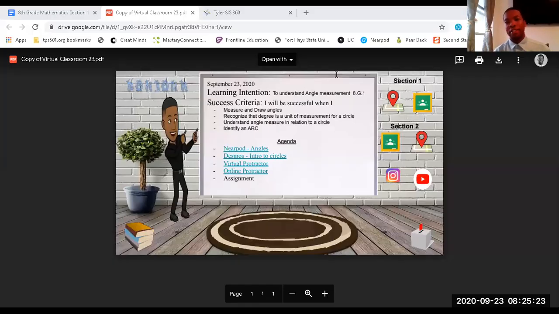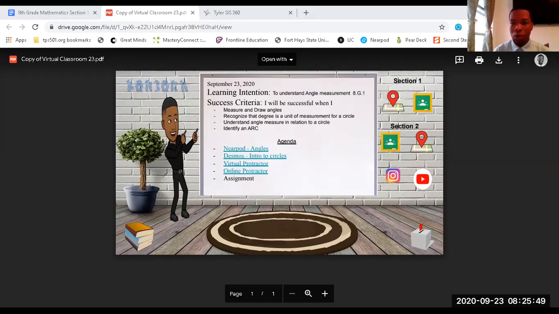All right, so for today's lesson, it's going to be a little bit different. We're jumping into standard 8G1. We've been doing a lot of 8EE7, which dealt with linear equations, but today we're going to jump into a little bit of circles. On the screen, you'll see that our learning intention is to understand angle measurement, and we're going to do that by looking at some circles, all right?